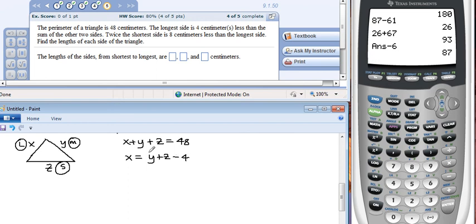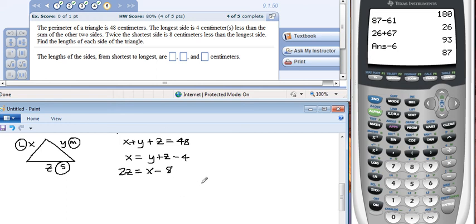And then the final one, it says twice the shortest side is. Well, the shortest side is Z, so twice the shortest side, 2 times Z, is 8 centimeters less than the longest side. Well, the longest side is X. So 8 less than the longest side. And there's my 3 equations.